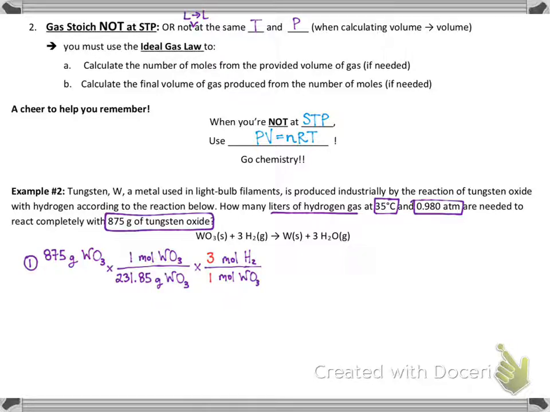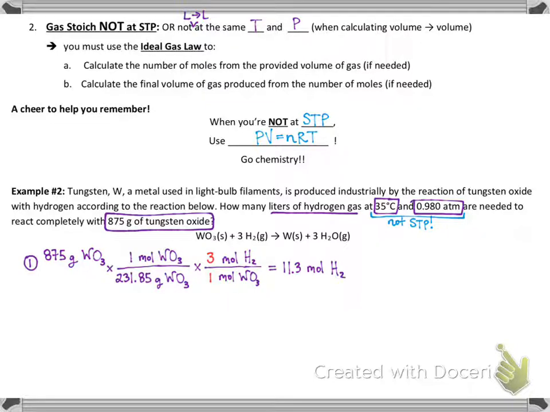But hopefully you realized we're close to STP, but we are not at standard temperature or standard pressure. So we need to stop and just solve for the number of moles of H2. And then we can use PV = nRT to go ahead and convert from moles to liters. Okay, so we have about 11.3 moles of H2. Now I've rounded that for 3 sig figs, but remember on our next step, we're still going to plug in the full calculator answer.